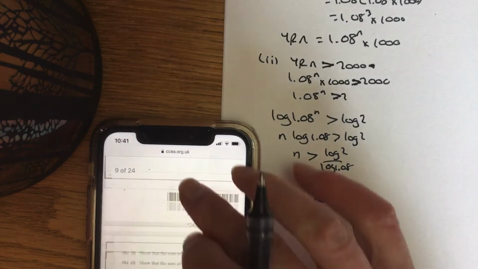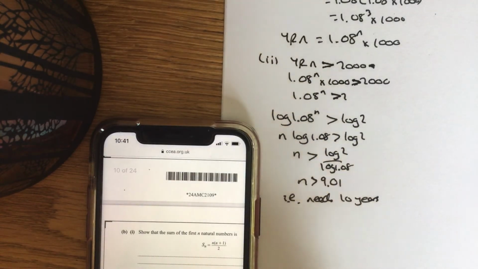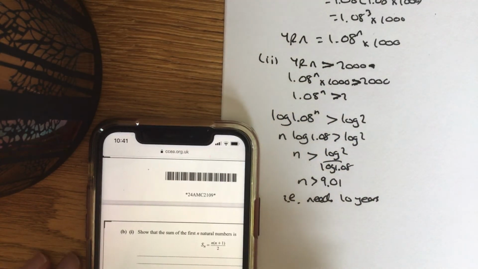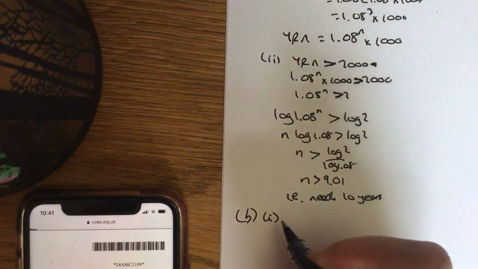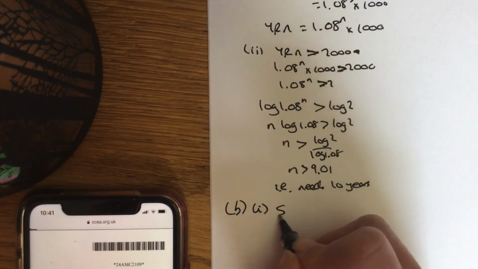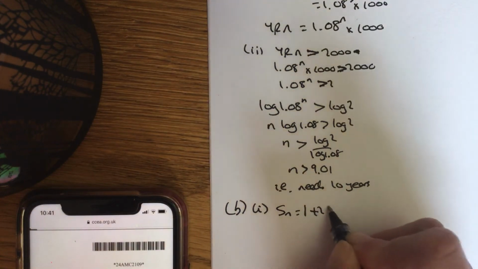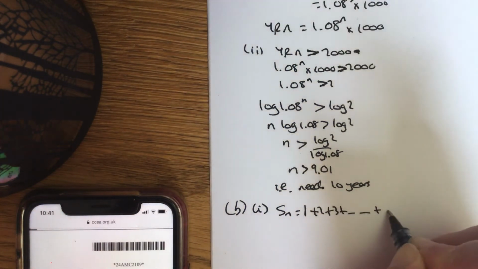Part B of the question. Show that the sum of the first n natural numbers is that formula. Now that might seem a bit daunting at the beginning, but just think about it. What are they looking you to do? They're wanting you to find the sum of 1 plus 2 plus 3 the whole way up to n.